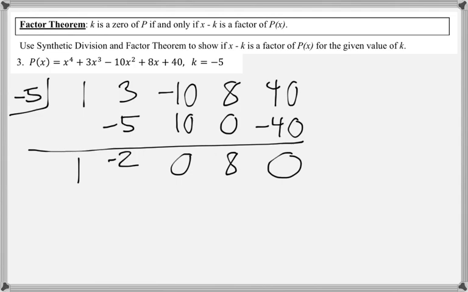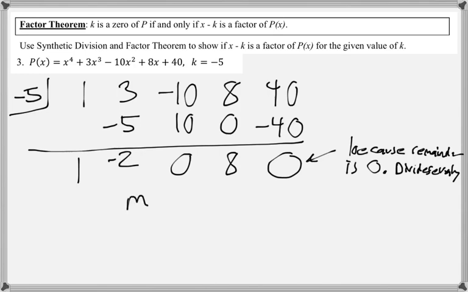So this is actually the most important part, what happens at the end. Because we get a 0 here, and this is the spot of the remainder, because the remainder is 0, that means that this divides evenly. And because that divides evenly, that means that -5 is a 0.